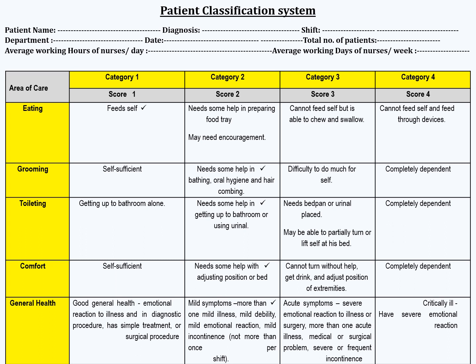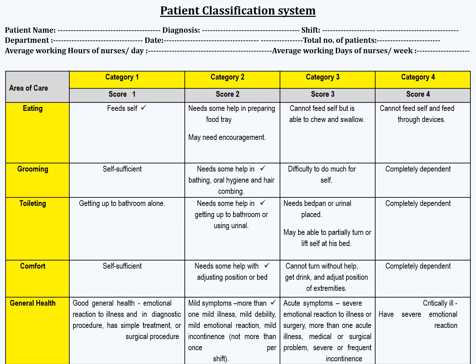And this is the patient classification system sheet. Through the sheet, we are going to categorize the patients. As we know, we have 10 patients, so we will fill in this sheet for each patient individually. It starts with the patient name, department, average working hours of nurses, diagnosis, date, shift, total number of patients, which as we know is 10, and average working days per nurse per week or per month.